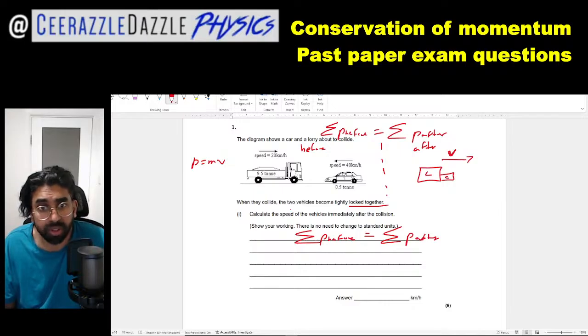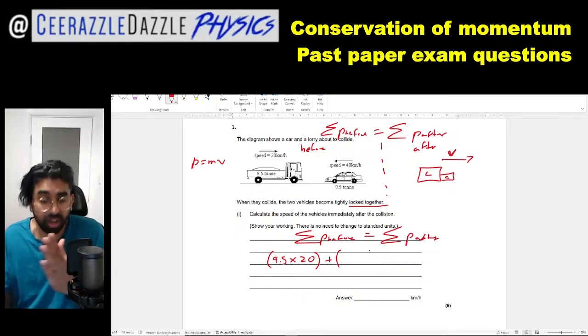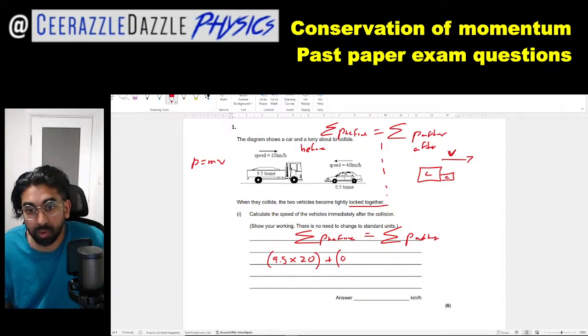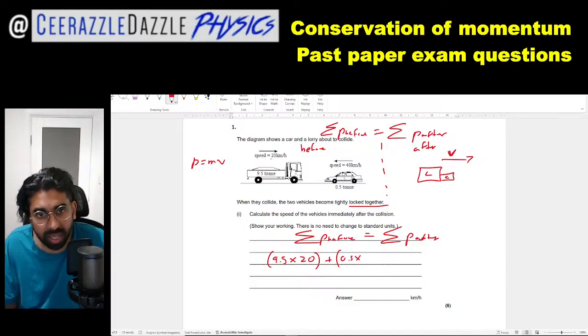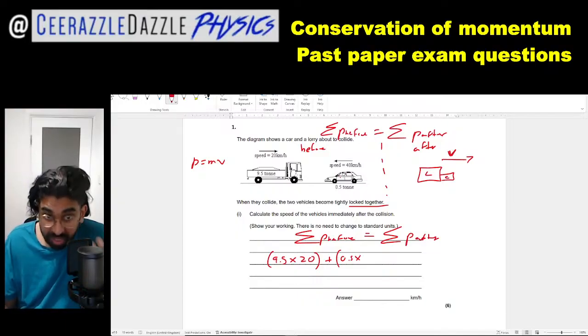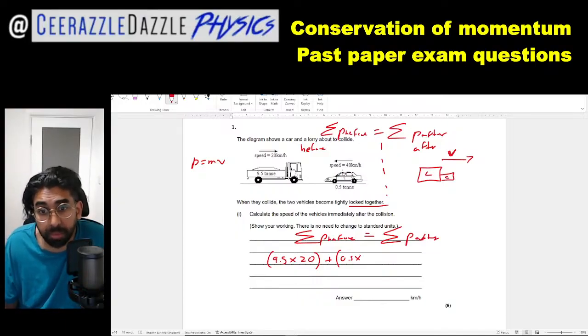The momentum before: this one is the lorry, so it's 9.5, the mass, times the velocity, 20 kilometers per hour, going this way. Plus the momentum of the car before, which is 0.5 times, now careful here, it's going backwards. Velocity is a vector, therefore I need to put a minus sign here, so minus 40 over here. That will be equal to the momentum afterwards.